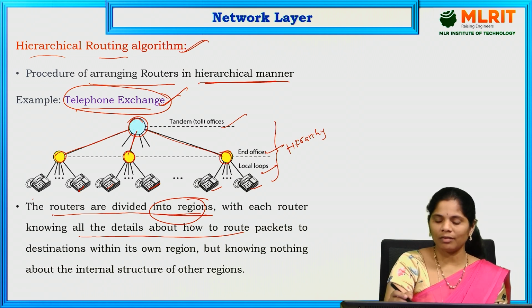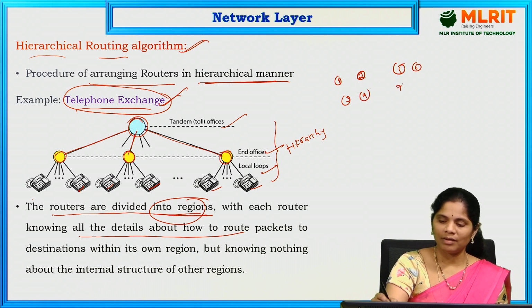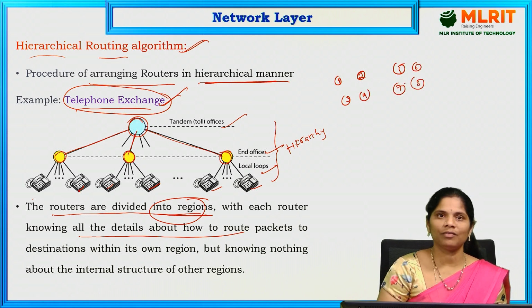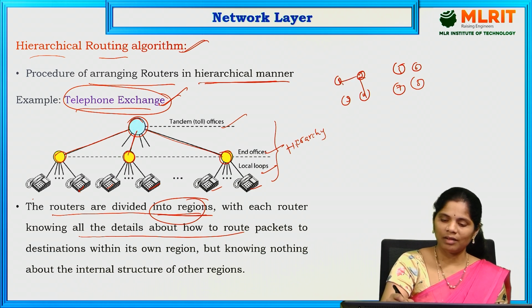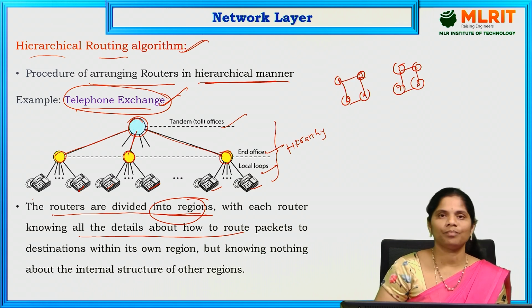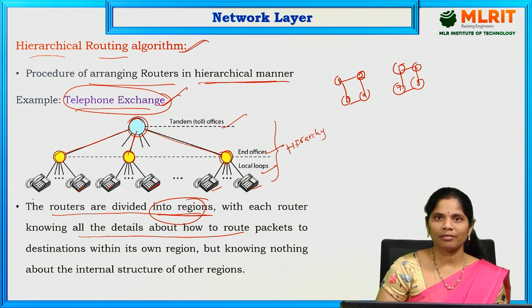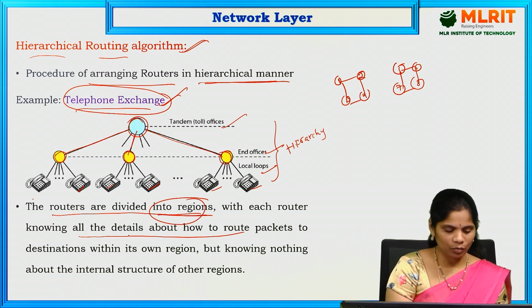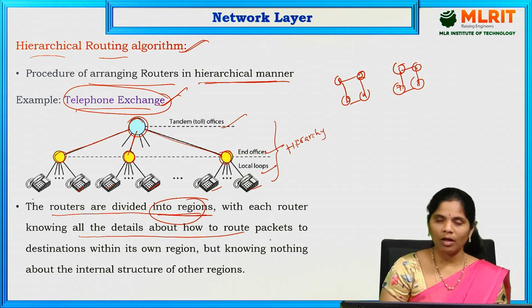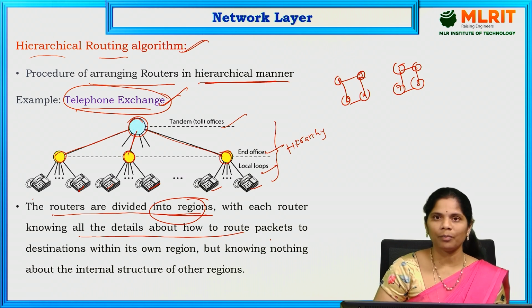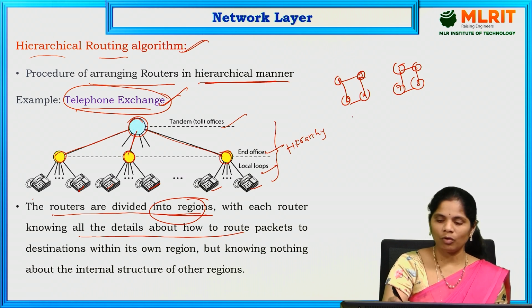Suppose there are routers 1, 2, 3, 4, 5, 6, 7, 8. These are the different routers, and the connections are like this. Suppose this is the connection for these particular routers, that is, the local loops. Each router knows all the details about how to route the packets. This group is considered region 1.